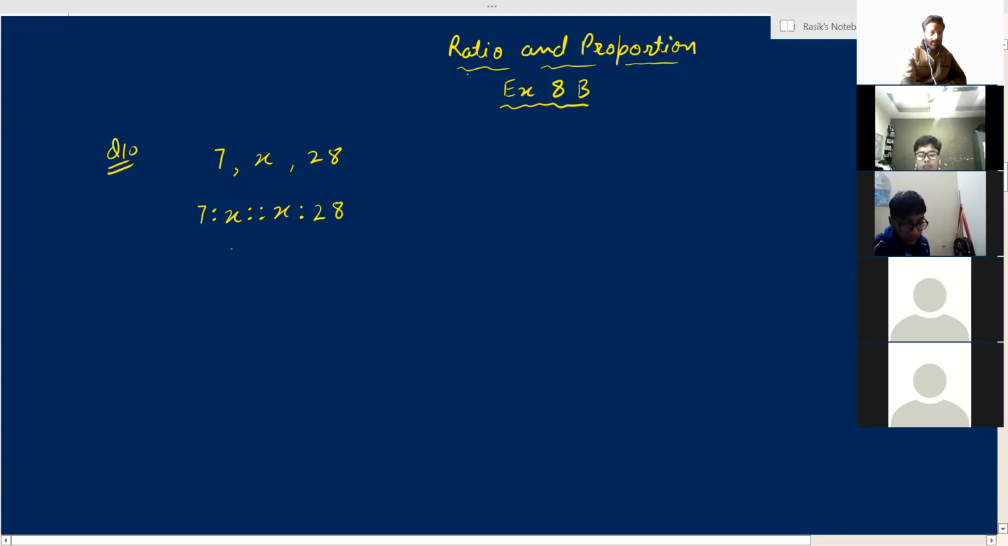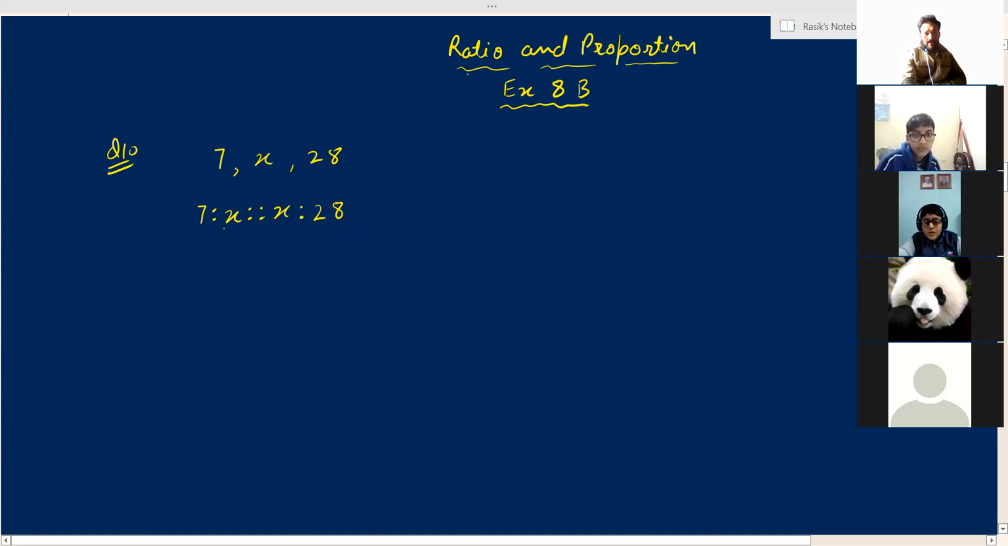I know most of you know how to do it, but still. So these numbers are in continued proportion. So what we will do here, we will again use the same method. Product of extremes equals product of means. Extremes 7 into 28, and means x into x.